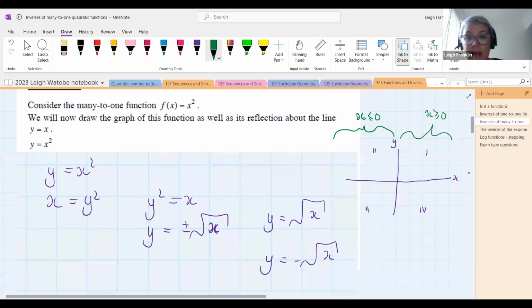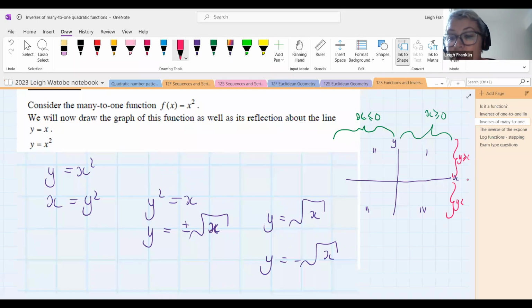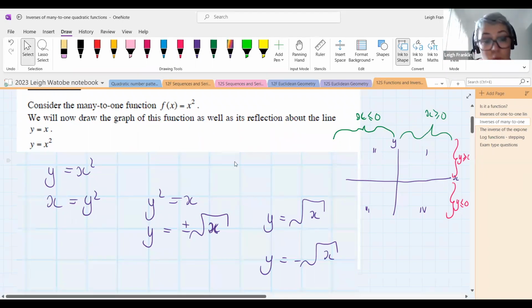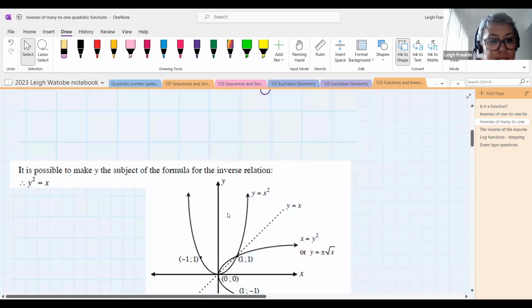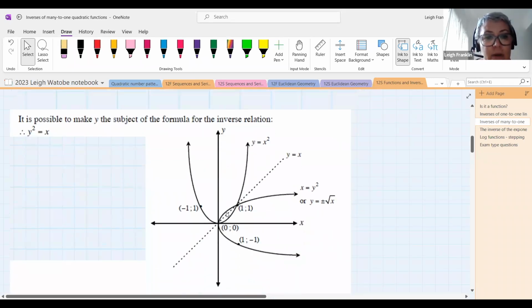Okay, y is positive above the x-axis. This is where y is positive, and over here, this is where y is negative. And this is going to be important for us because they do also expect us to be able to write the domain and the range of our functions as well. All right, so let's go down here and have a look at what it would look like once we have applied our inverse.